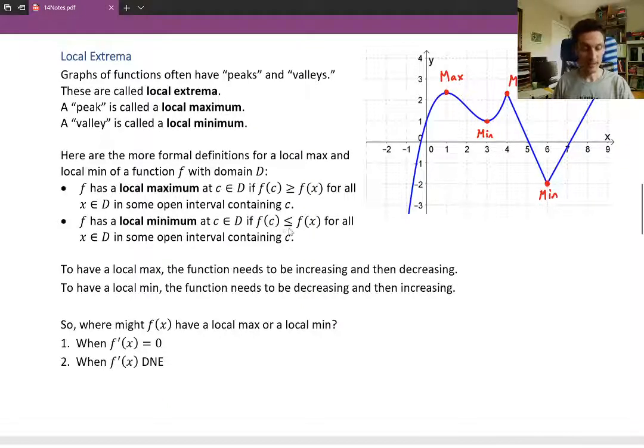And then f has a local min at a c value inside of our domain if f of c is the smallest function value around. So if it's less than or equal to all the other function values that are nearby.